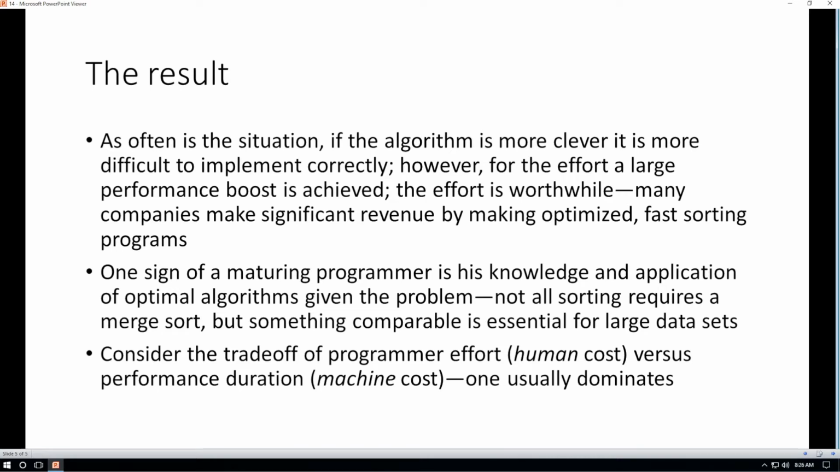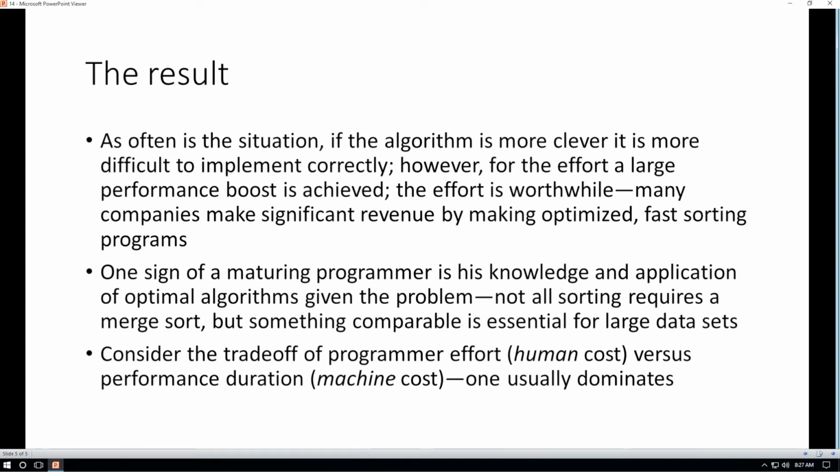This algorithm really brings to bear the trade-off of effort at a human cost versus the cost of the machine running. One usually dominates, and that's the one you optimize for. If the effort costs more than the benefit, then we use a very simple algorithm. We don't want our programmers spending long amounts of time coding and testing for just a small benefit. However, if the data is large enough, then the programmer cost becomes minimal and we choose to optimize for performance.